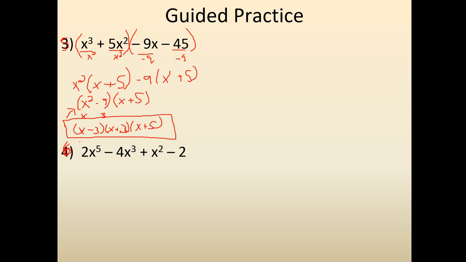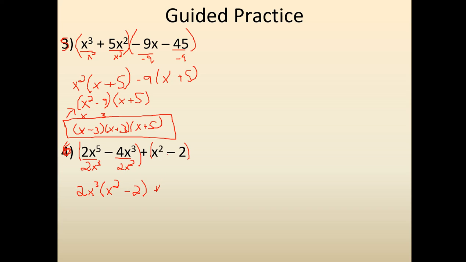All right, down to number 6. So we group the first two and the last two. And then, I could pull out a 2 and an x cubed. So I'm going to do that. 2x cubed from both terms. And I'm going to be left with 2x cubed, and then in the parentheses will just be an x squared and a minus 2.